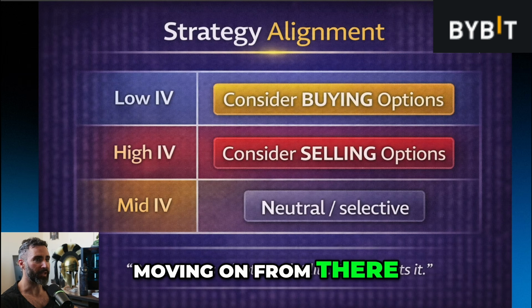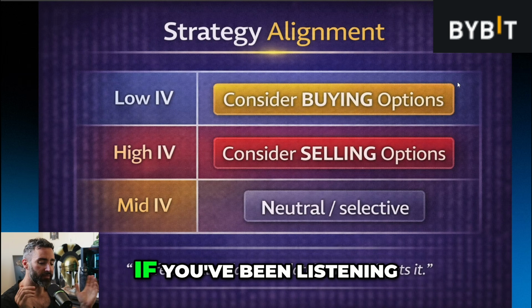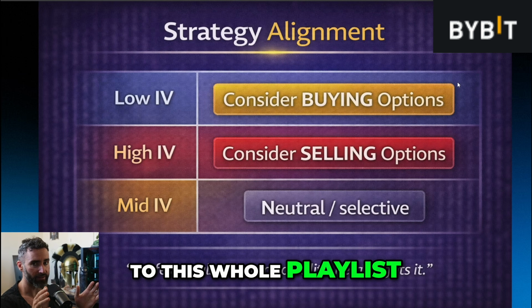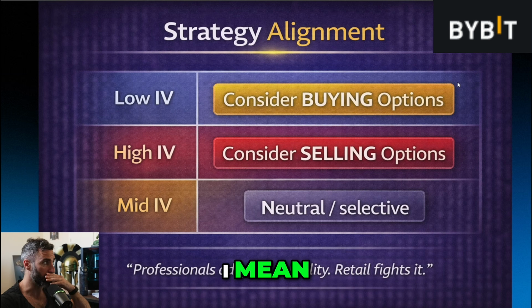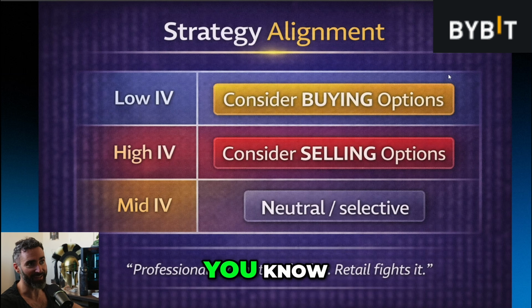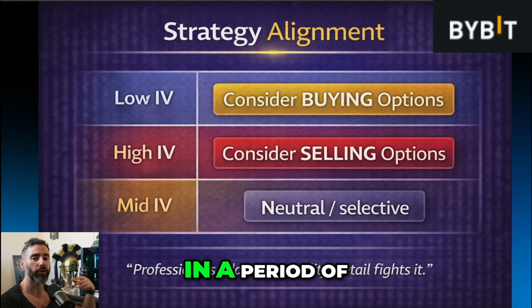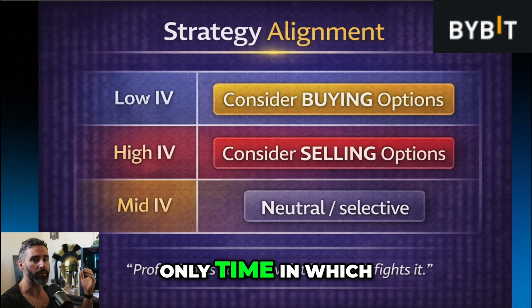So anyways, moving on from there, we have strategy alignment. Here is what you should generally be thinking. If you've been listening to this whole playlist by now, you probably already know where I'm going. Hopefully, I mean that'd be good. It shows that the content is sinking in. Generally, when you're in a period of low implied volatility, consider buying options. That would be the only time in which I'd buy options.